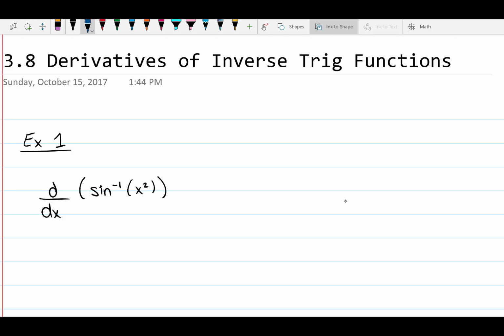Alright, welcome back. Now we're going to talk about actual examples of how to solve the derivative of inverse trig functions. So in the last video, we actually derived sine inverse. Now we're just going to use that derivative in order to take the derivative of sine inverse of more complicated functions.